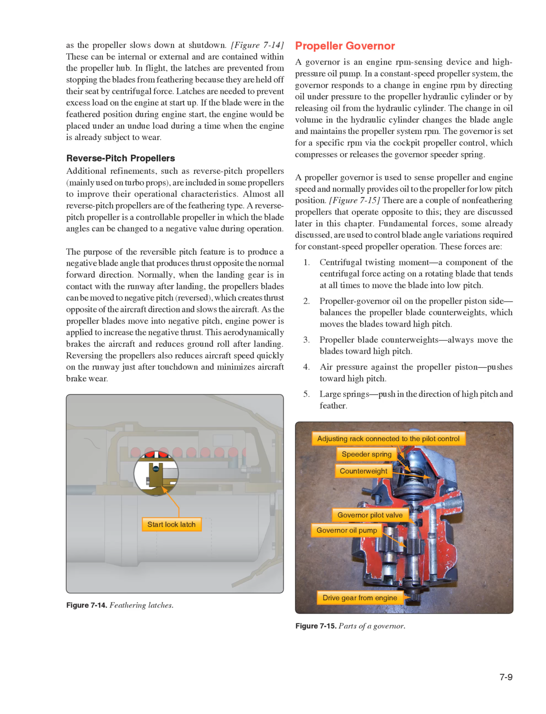Figure 7.14. These latches can be internal or external and are contained within the propeller hub. In flight, the latches are prevented from stopping the blades from feathering because they are held off their seat by centrifugal force. Latches are needed to prevent excess load on the engine at startup. If the blade were in the feathered position during engine start, the engine would be placed under an undue load during a time when the engine is already subject to wear.